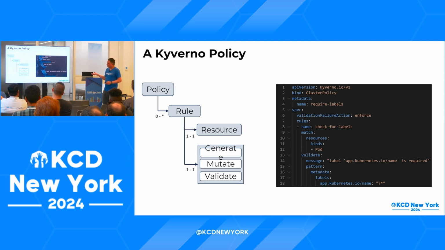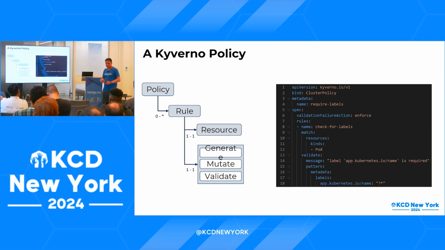So there are several different rule types. Kyverno is not just about validation and enforcement of policies, but it can also be used to trigger generation of resources, like net new resources, as well as mutating either existing resources or new resources as they're being created. There are also other rule types which are not in this slide.